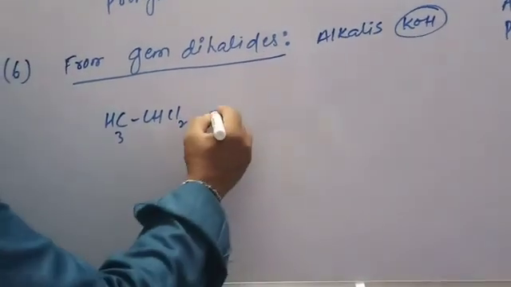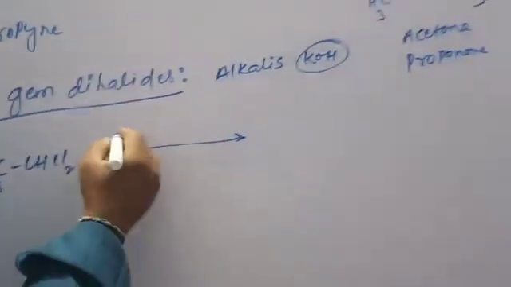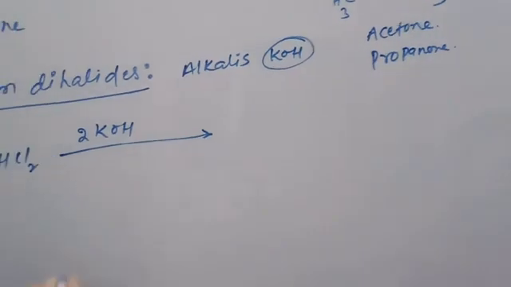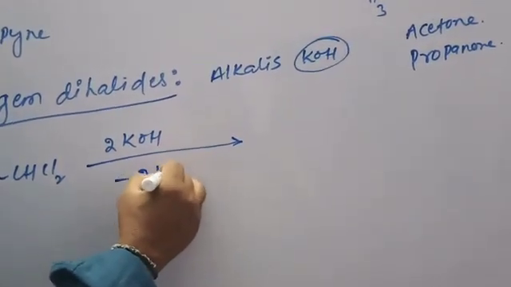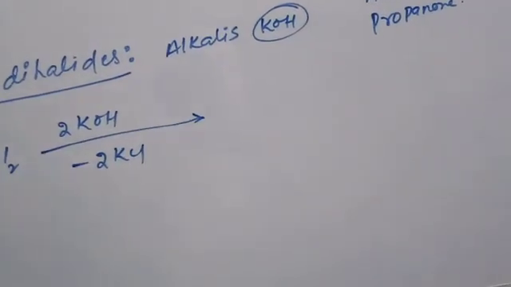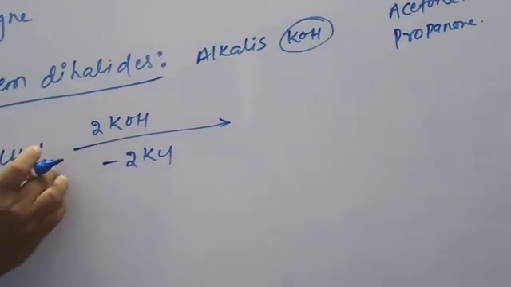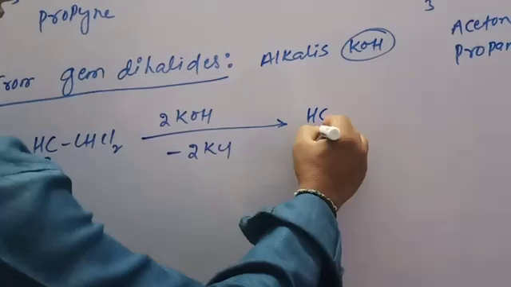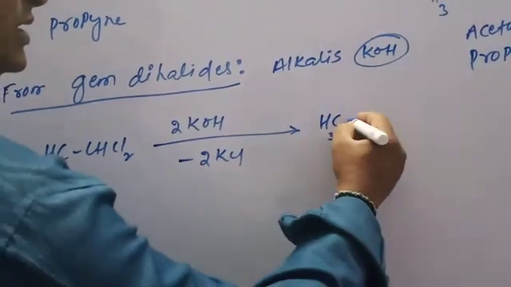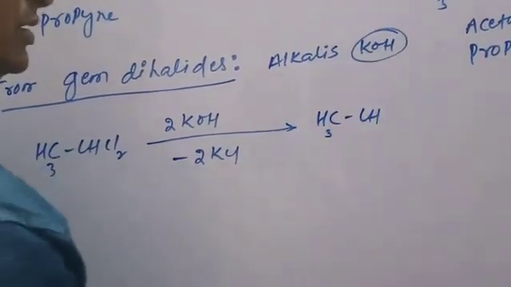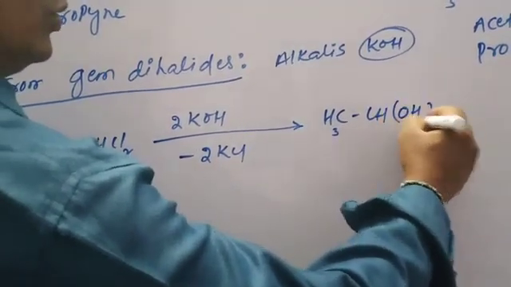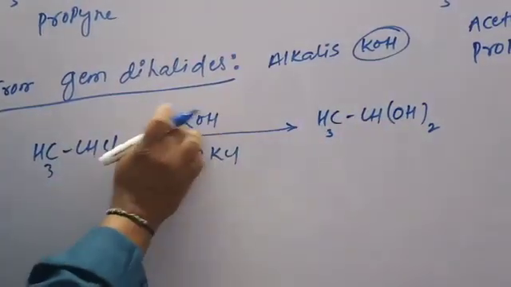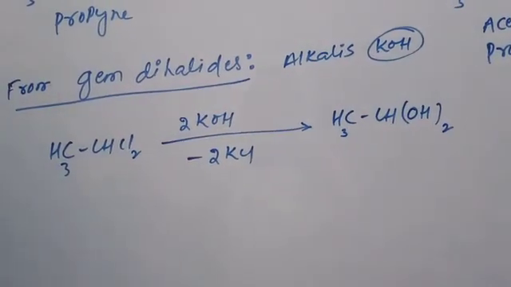CH3CHCl2. So then this reaction undergoes in the presence of alkali, that is 2 moles of KOH, and a removal of 2 moles of KCl. So then the remaining are 2 OH groups. So then it is CH3CH with OH taken twice, CH3, CH, 2 moles of OH.